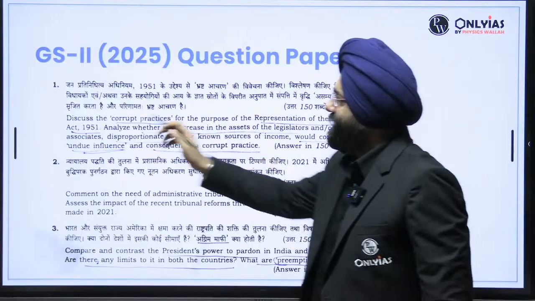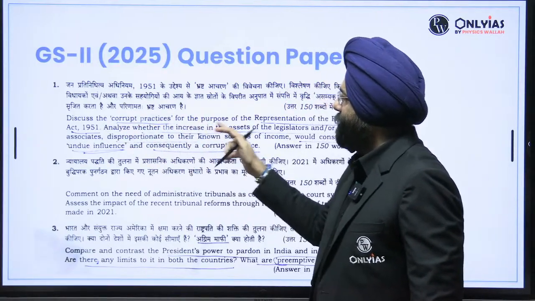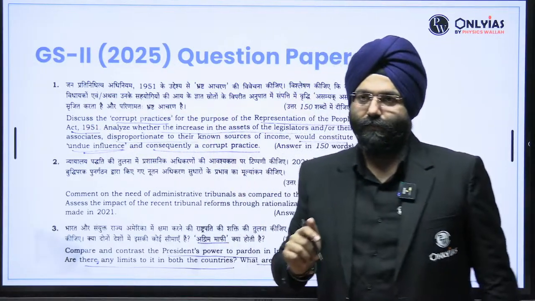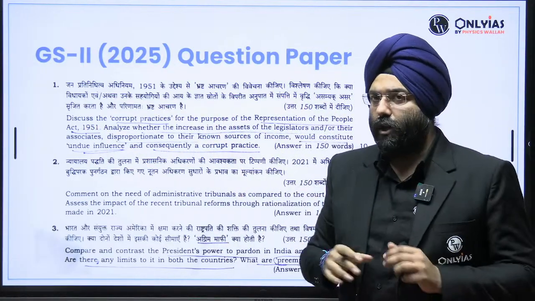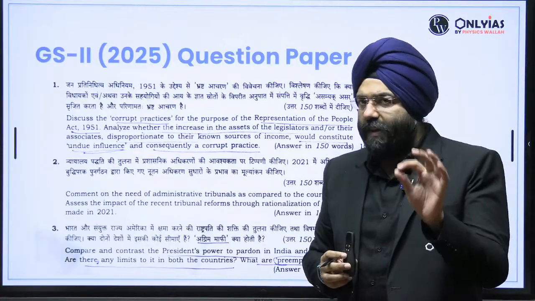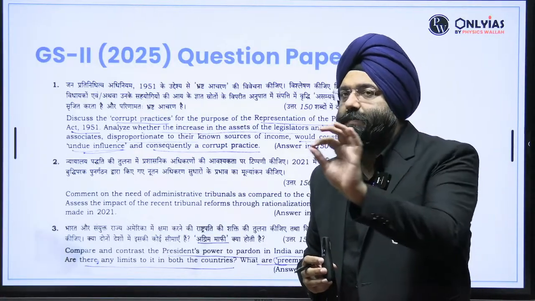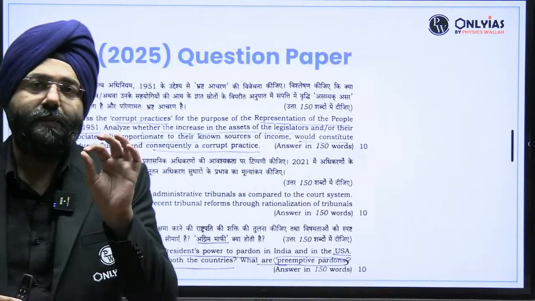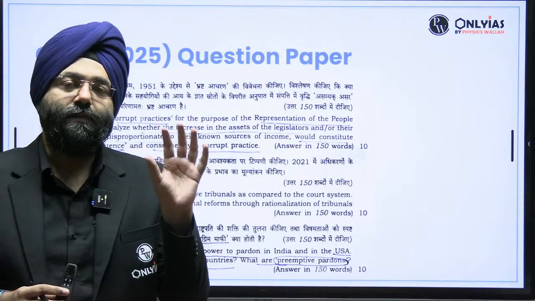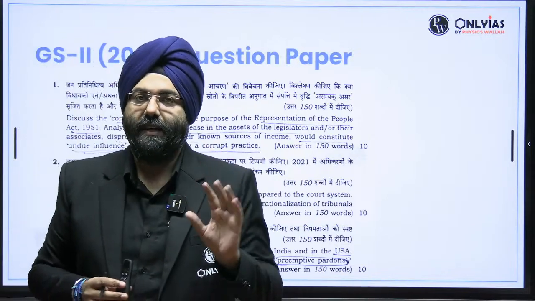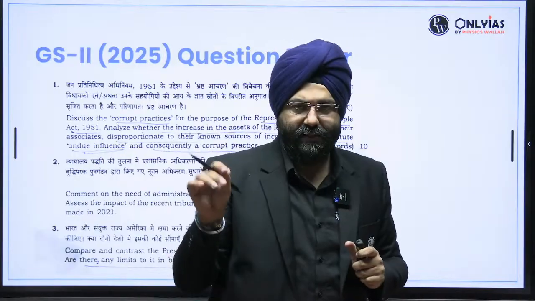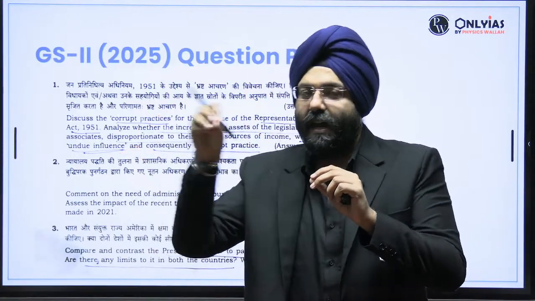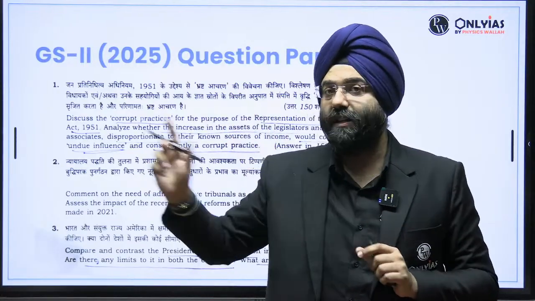Now let's see. Discuss the corrupt practices for the purpose of the Representation of People Act 1951. Now, please remember one thing. Whenever we talk about GS paper 2 and GS paper 3, these are majorly current affairs centric papers, where anything that is in your newspapers, they will pick it up, correlate it with your syllabus, and you will get the questions that are present here.